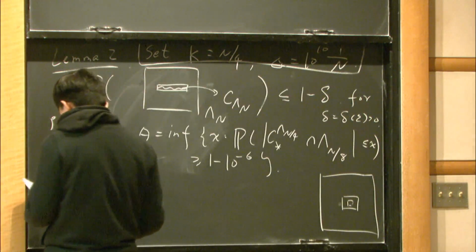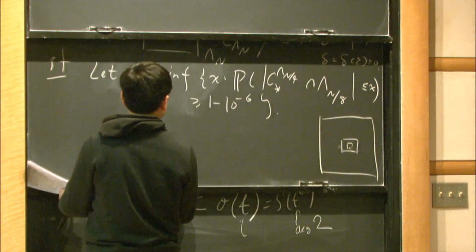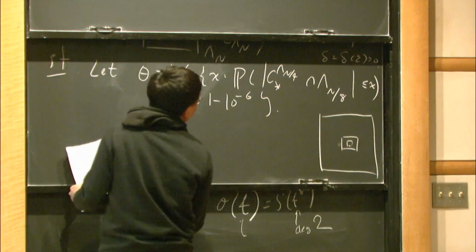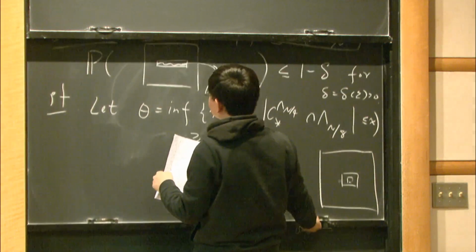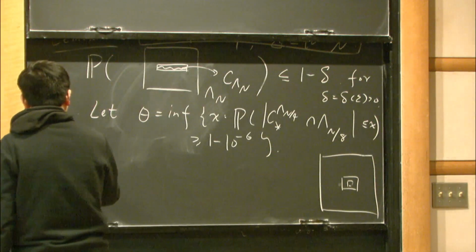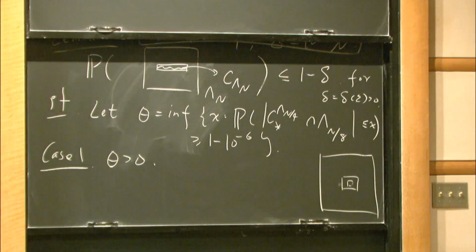Now there are two cases. So case 1, theta is positive, because theta could be 0. The 0 is an easy case, I think, because if theta is 0, that just means, well, with very good probability, you don't have intersections, life is easy. So let's focus on the case that theta is not 0. That's the hard case. That makes sense, right?